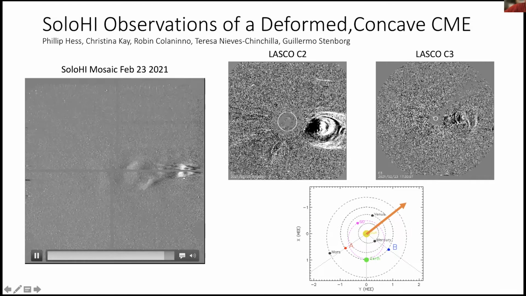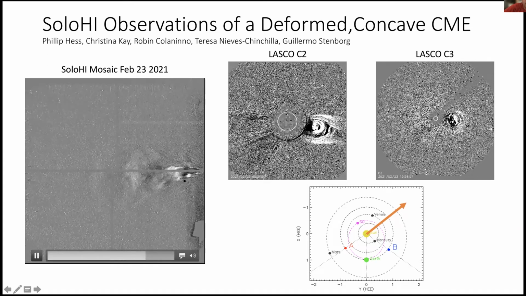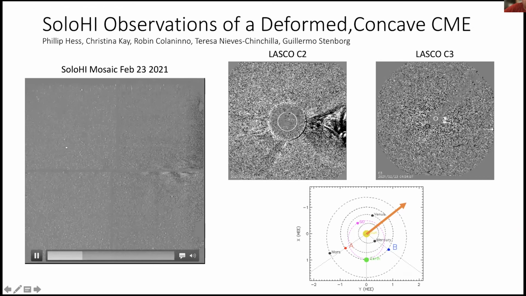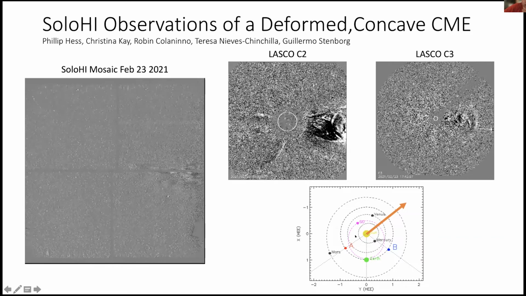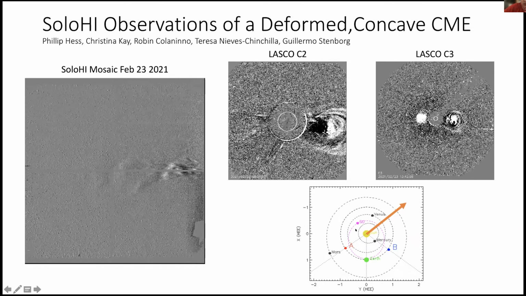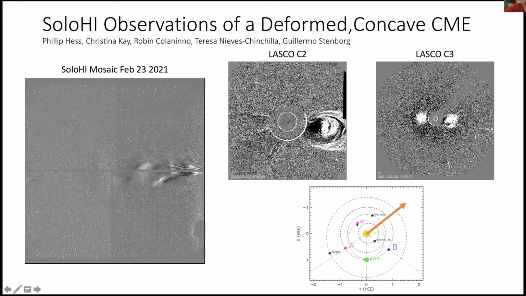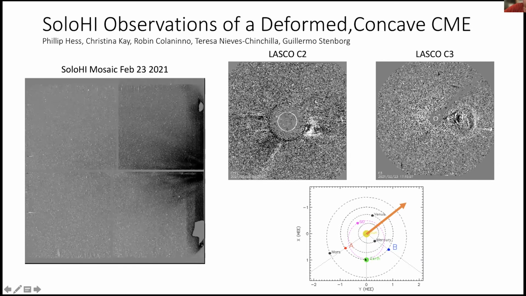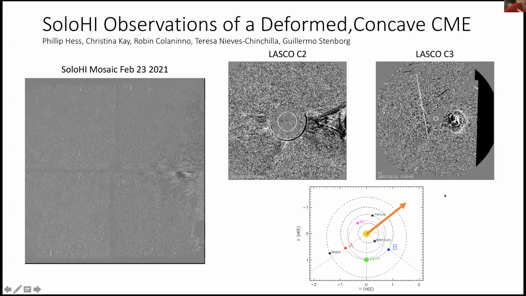For reference, the SoloHI inner field of view here is about 10 solar radii, and the extreme left is about 75. This diagram on the bottom is the relative location of everything. Based on my best estimate, this thing went off pretty close to 90 degrees from Solar Orbiter. From LASCO it's a little bit behind the plane of the sky, but they're really seeing this same event from two very different sides.